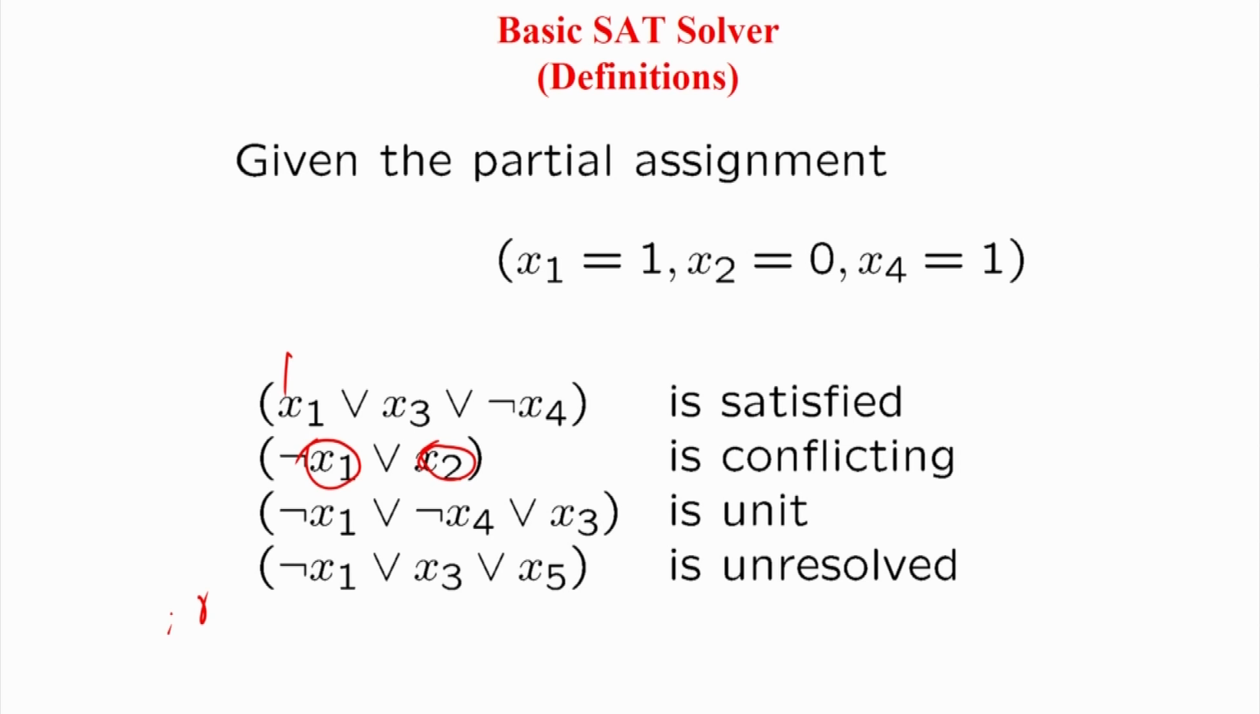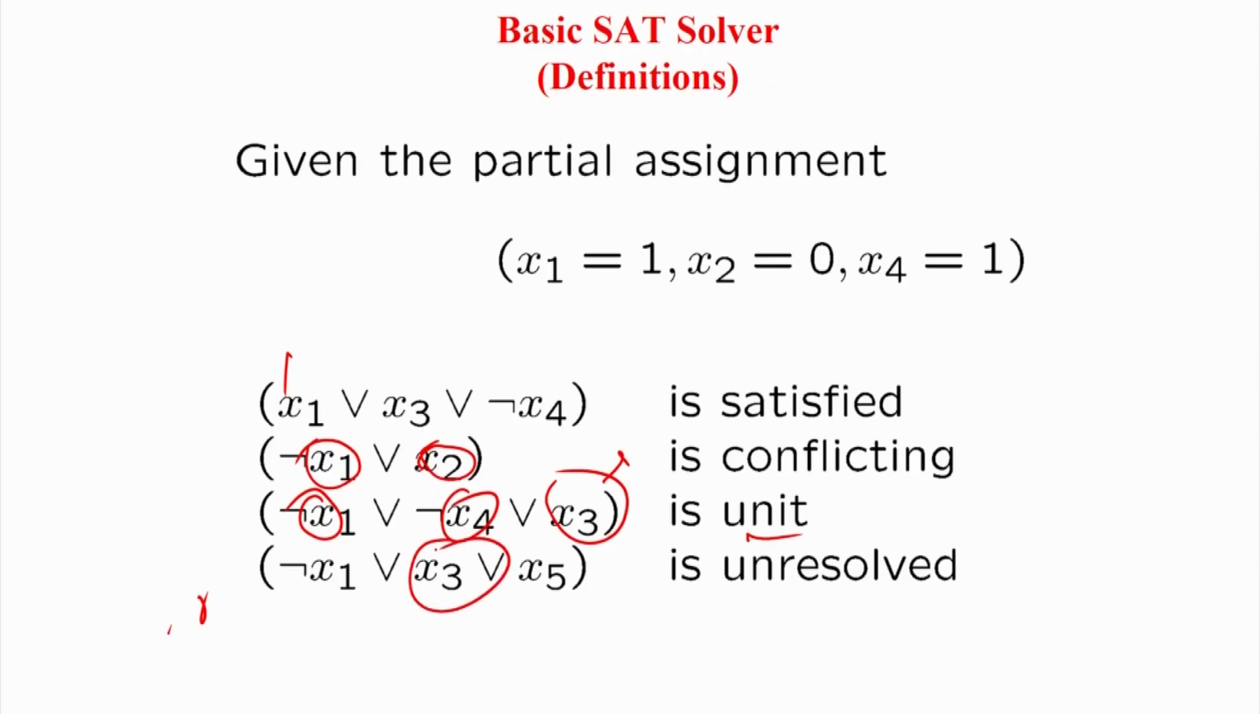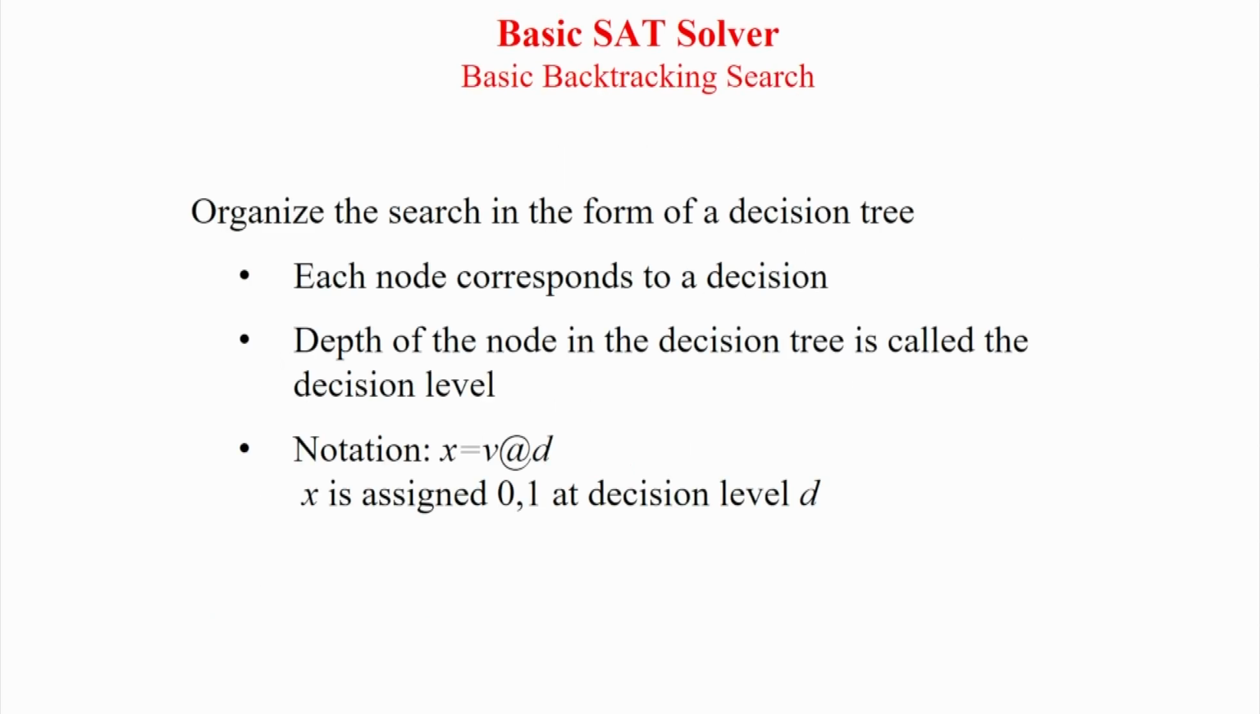So it's conflicting. Unit means what? You see this x3 value we are not clear of, but all others are false. This is 0 based on this, x4 is 1, so this is also 0. So the truth or the satisfiability of this whole Boolean formula depends on the truth of this, but this is unassigned. So basically this is called a unit. That means to make the formula satisfiable, x3 has to be 1 in this case. And unresolved means there are some variables like x3 and x5 whose values have not been given. So these are some definitions which you need to know when you look at the SAT solver.